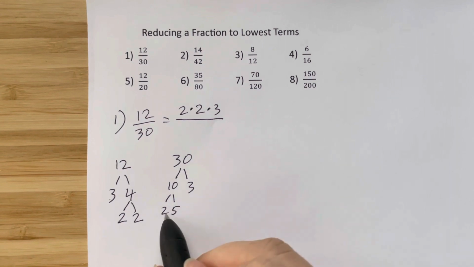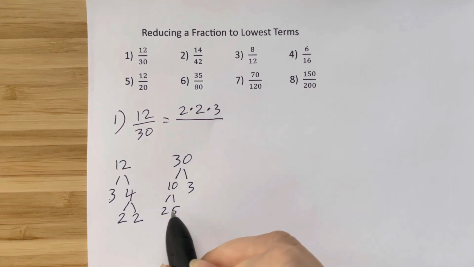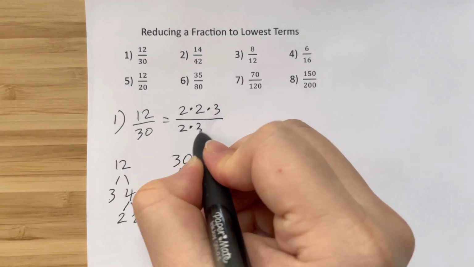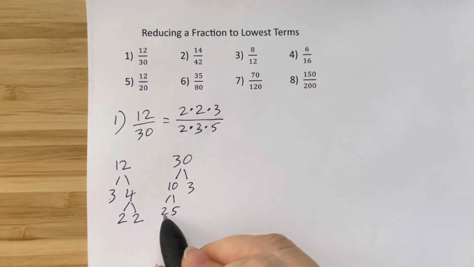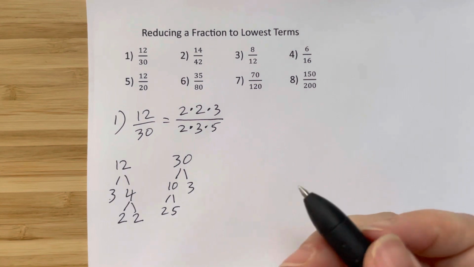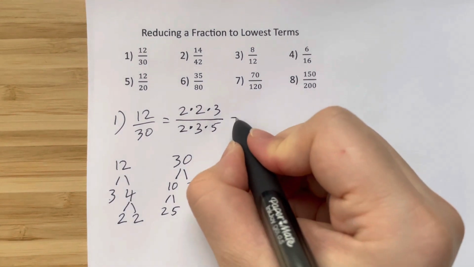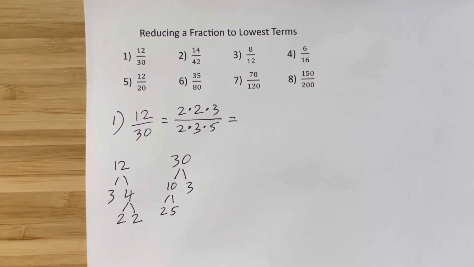We're going to rewrite this in order, so it'll be 2 times 3 times 5. You could write it as 2, 5, and 3. At the end, you're still going to get the same answer anyway.